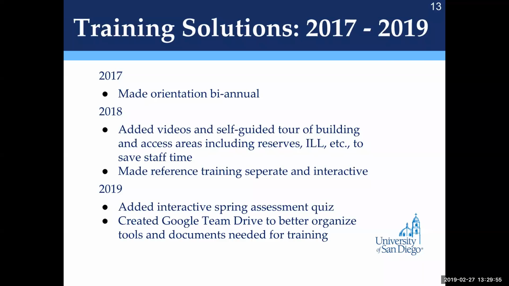And in 2019, just this spring, we've added an interactive spring assessment quiz. Again, just an extra layer of assessment in the spring. Instead of only doing it immediately after the training, now we do it in the spring, and that helps students returning. But also, we really loved what the reference department was doing with their interactive quiz. It's like a game. It's so much fun. We use a tool called Kahoot. I'm going to talk about that. Some of you have been using Kahoot for years, but it's an awesome way to get students engaged. So we decided, hey, we're going to steal that and create an assessment quiz in the spring.